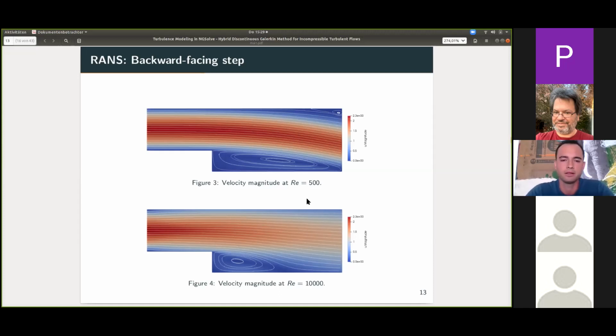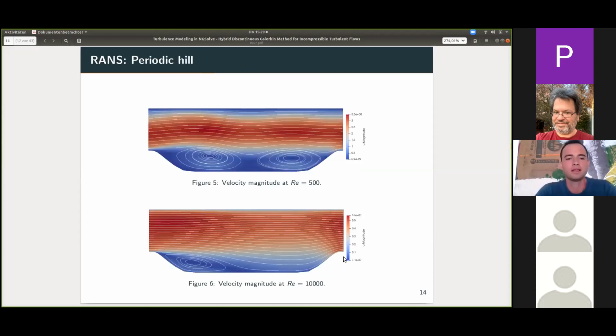So in the laminar case, we have a really big circulation bubble behind our backward facing step, and also a second one at the top. And for the turbulent case, the recirculation bubble is way smaller, and the velocity is far more spread into our domain behind our backward facing step.